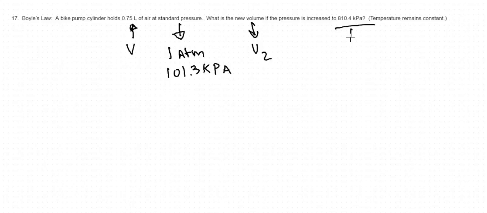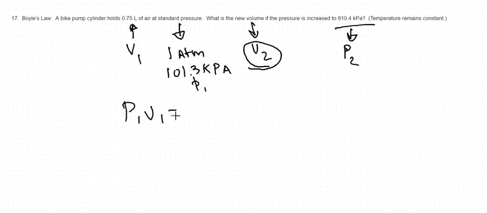And they've given us our new pressure. So you have V1, V2, P1, P2. Well, you have V1, you have P1, but you don't have this one. That's the one you're solving for. So we're going to use Boyle's law, which says that P1V1 is equal to P2V2. And then we just stick in the numbers. So stick in the numbers for me. 0.75, that's volume, and then 101.3 kPa.